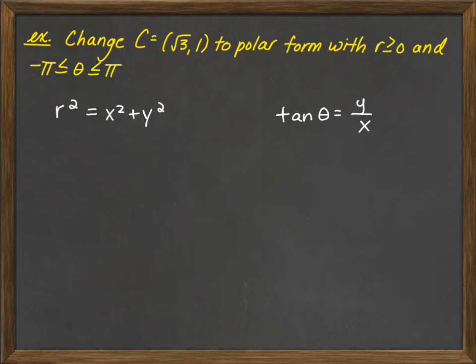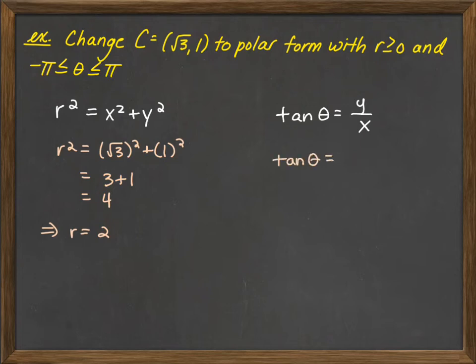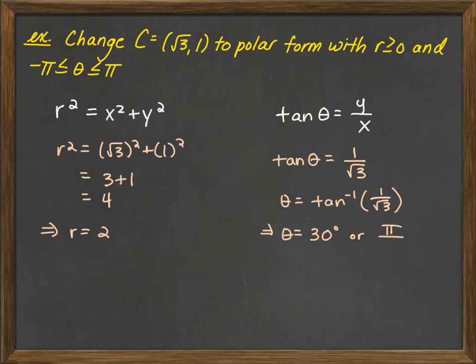So let's start by finding r. If we know that r squared equals x squared plus y squared, here that's going to be the square root of 3 squared plus 1 squared. That's going to be 3 plus 1, which is 4. So we get that r is equal to 2. Now we have that the tangent of theta is equal to 1 over the square root of 3. And so that means that theta equals the tangent inverse of 1 over root 3. And so theta is going to equal 30 degrees, or π/6.